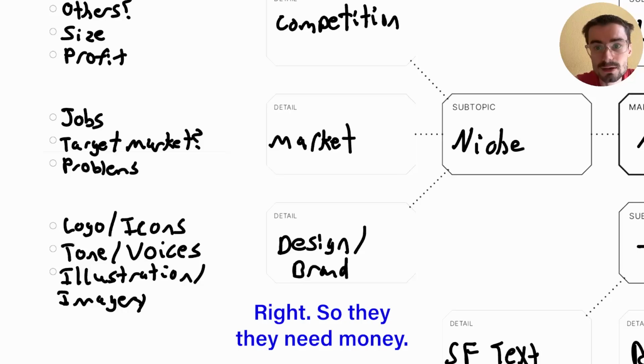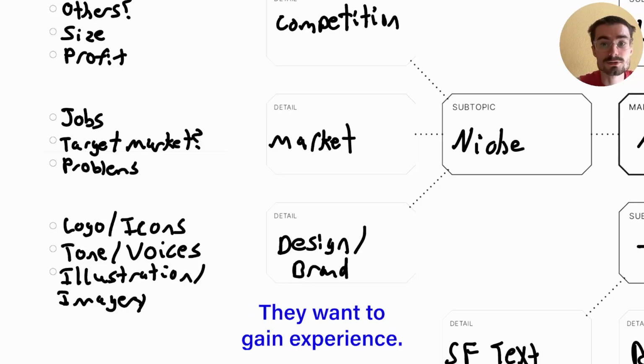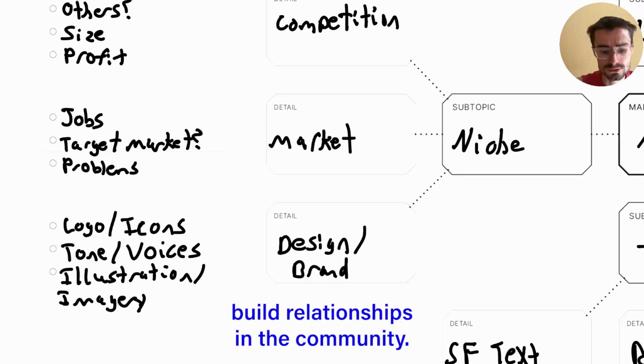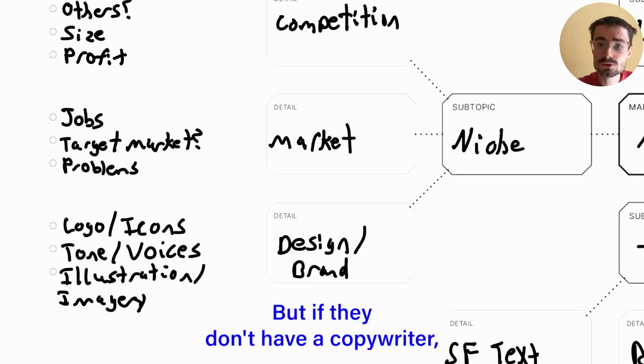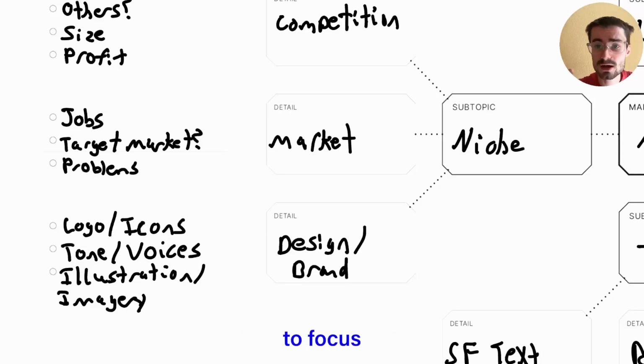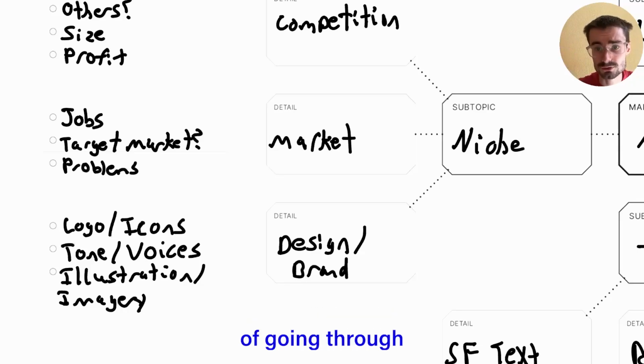So they need money. The parents don't want them sitting on the couch all day. They want to gain experience. They want to build relationships in the community. This is more, if they have a copywriter, they will handle this more stuff. But if they don't have a copywriter, you might want to focus on their problems, their insecurities, etc., just so that you have an understanding of going through the user's mind.